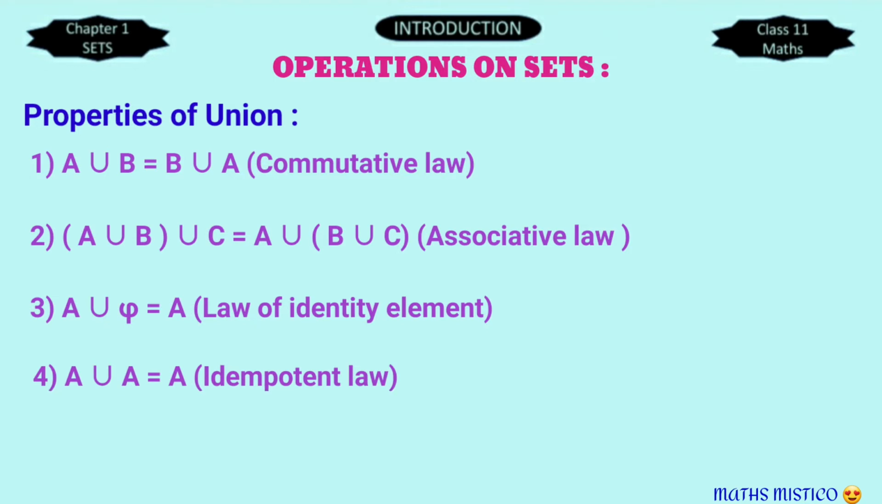The fourth law says that A union A is equal to A. This is called idempotent law. Fifth one is U union A equal to U, which is obvious as A is a subset of the universal set. You can easily verify all these laws using different examples.